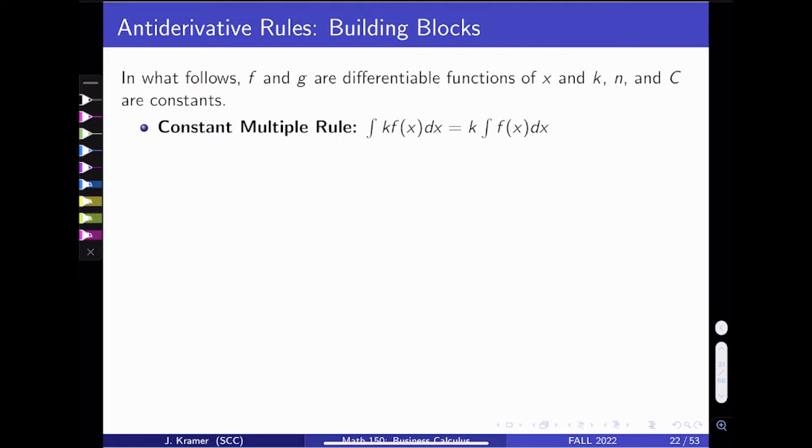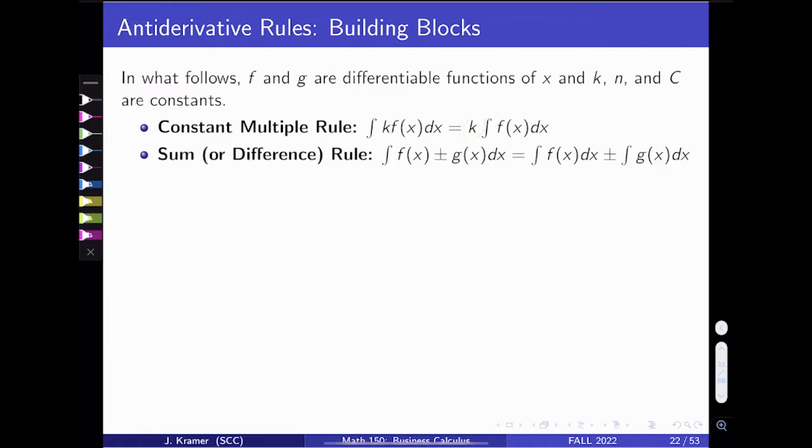Looking at the constant multiple, when I'm integrating a constant multiple of a function, I can pull the constant multiple outside of the integral, just like I could with derivatives. When I'm taking the integral of a sum or difference of functions, I can integrate over that sum or difference. So if I look at the integral of f of x plus or minus g of x dx, I could instead take the integral of the first function plus or minus the integral of the second function.